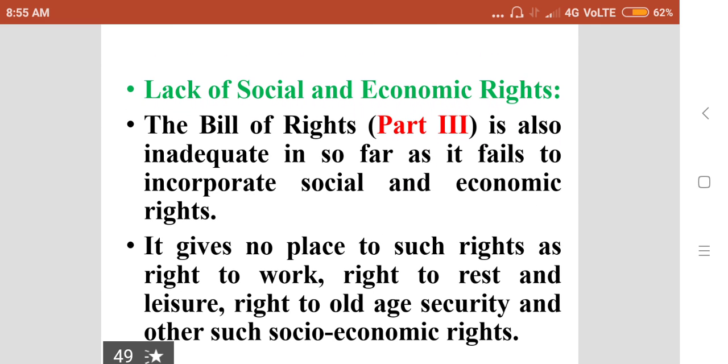Lack of social and economic rights. The Bill of Rights, Part 3, is also inadequate insofar as it fails to incorporate social and economic rights. So the concentration is given to many rights which are related to other issues, but Part 3 fails to incorporate some social and economic rights under the list of fundamental rights. It gives no place to such rights as right to work, right to rest, right to leisure, right to old age security, and other such socio-economic rights. So, the information about these rights is not clearly mentioned under the fundamental rights.